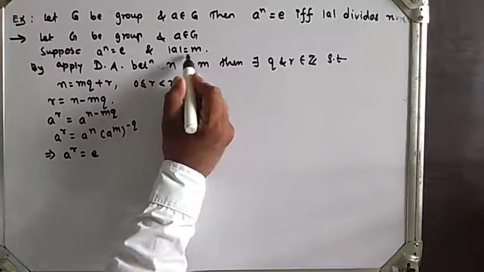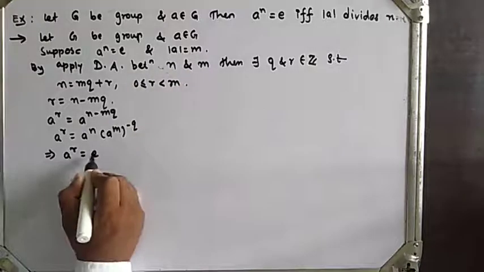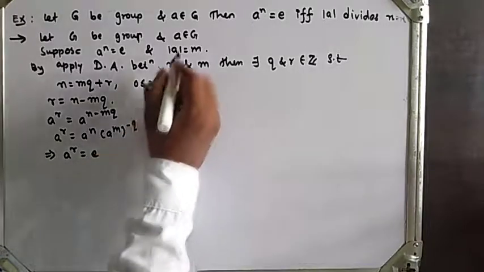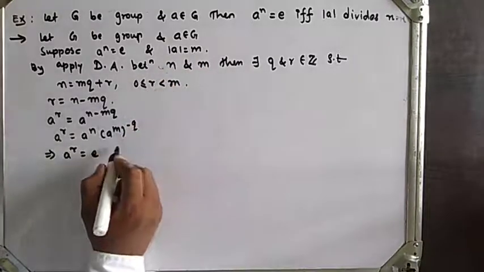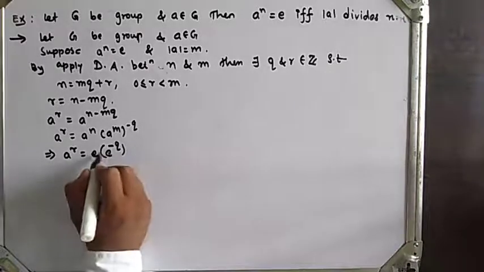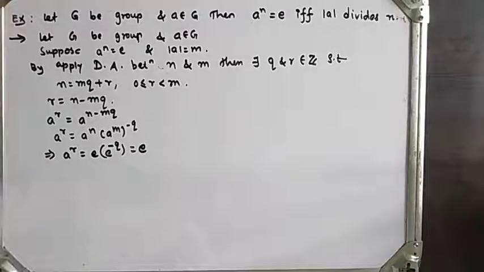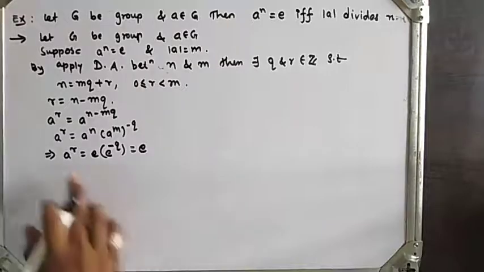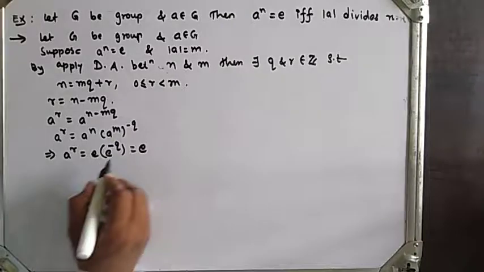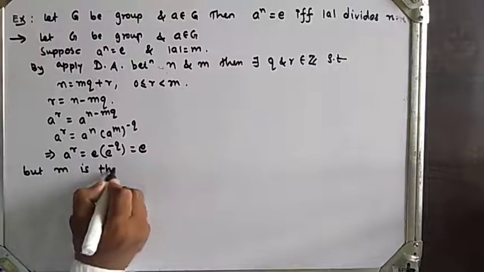So order of A is equal to m means what? A raised to m is equal to again identity. So A raised to r is equal to, so here A raised to n is equal to identity, and order of A is m means A raised to m is again identity. So which is again identity raised to minus q. So which is again identity, because identity raised to any integer is again identity, means what? A raised to r is equal to identity, but m is the least positive integer, right?